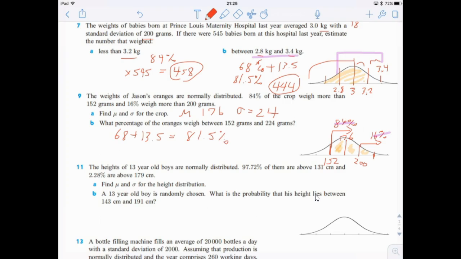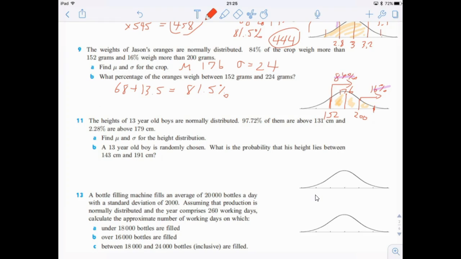Okay. Number 11. Do you see how we're getting a lot of answers here because they just happen to be asking for percentages of population that's between exactly standard deviation values. And we know the standard deviation values convert to percentages of 68, 95, 99, right? The heights of 13-year-old boys are normally distributed. 97.72% of them are above 131 centimeters, and 2.28% are above 179 centimeters.